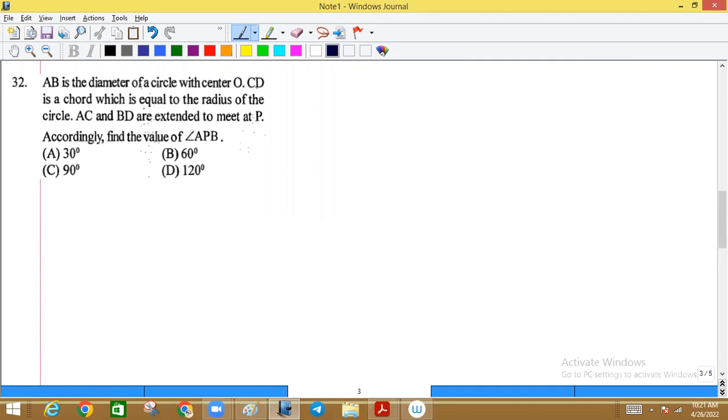AB is the diameter of the circle with center O. CD is the chord which is equal to the radius of the circle. AC and BD are extended to meet at point P. Accordingly, find the value of angle APB.